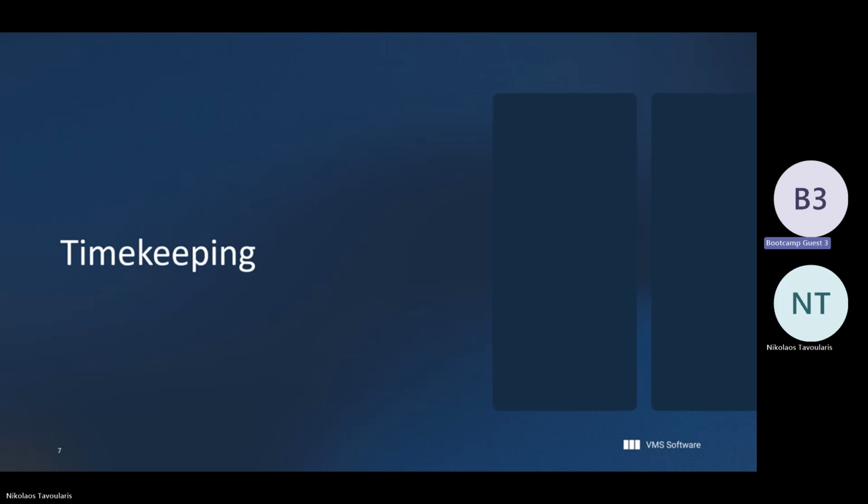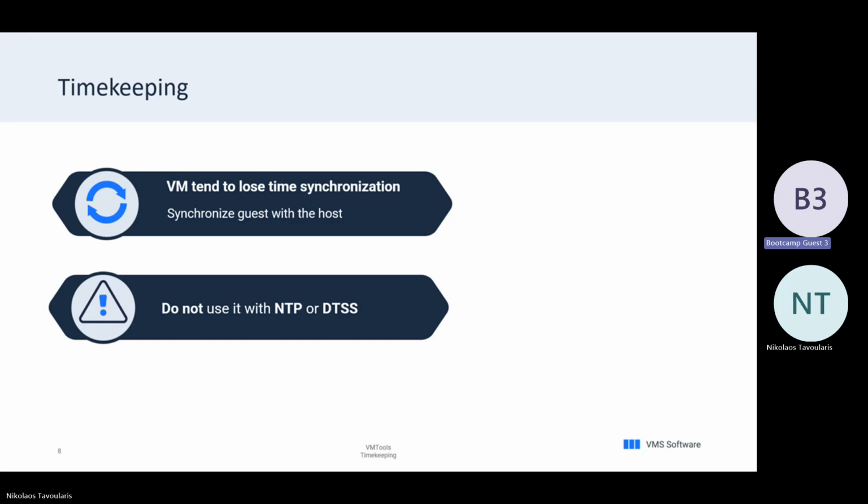So I will start with timekeeping. First of all, in every virtual machine, regardless of the operating system, we have a clock drift. This is because we do not have an actual clock. We are in a virtualized environment and we have small errors, and those errors are accumulated. So we need a method to adjust the clock of our virtual machine, and we have to do it more often than on a physical machine.